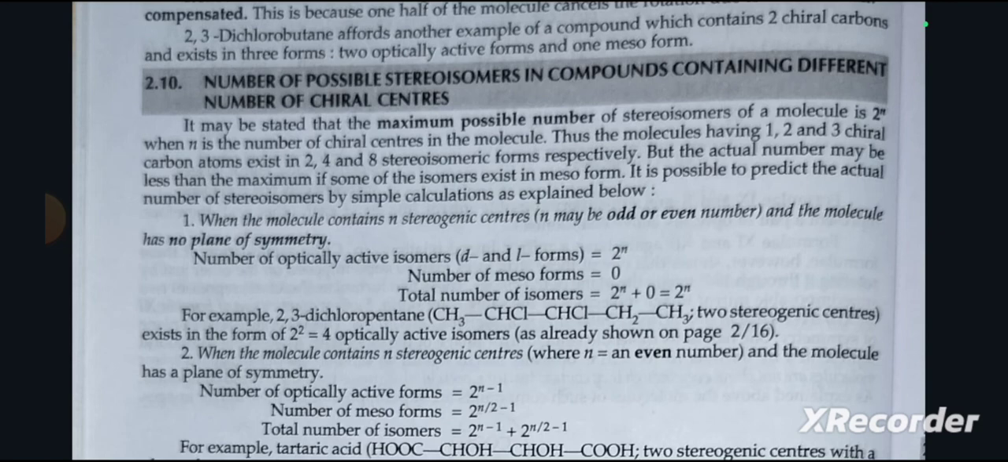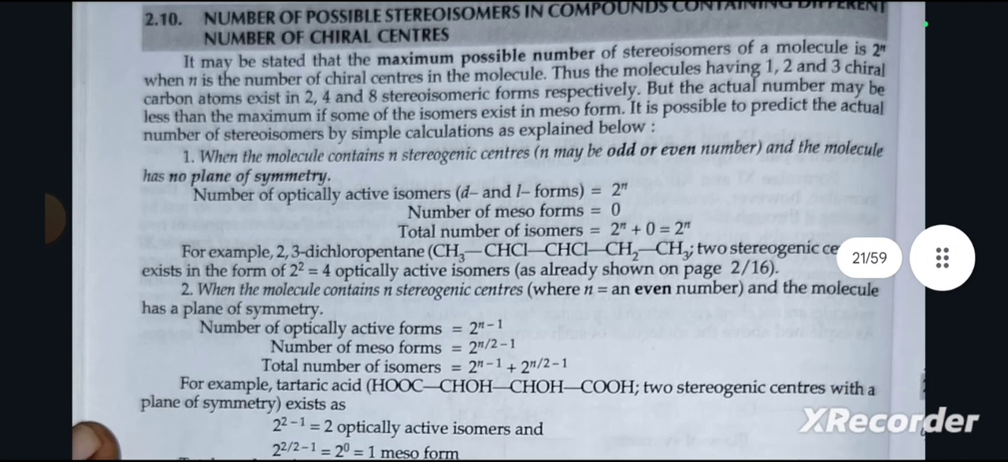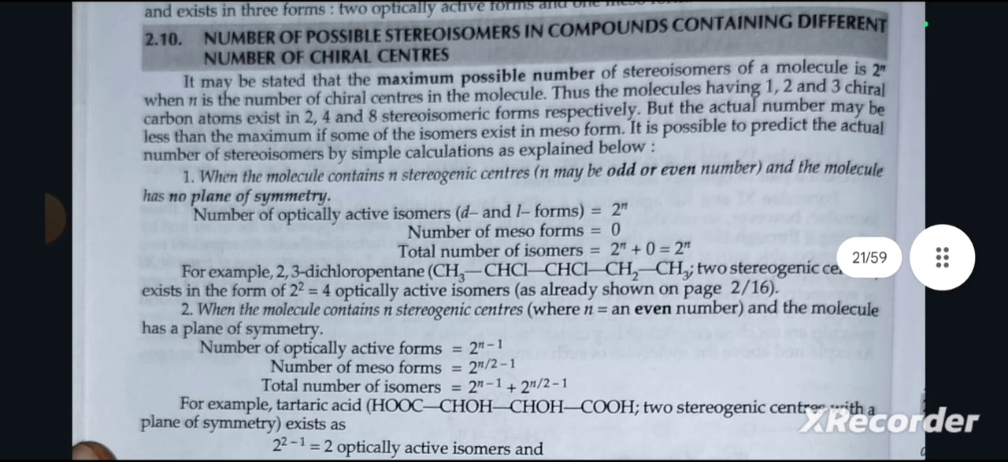2.10 Number of possible stereoisomers in compounds containing different numbers of chiral centers. It may be stated that the maximum possible number of stereoisomers of a molecule is 2^n, when n is the number of chiral centers in the molecule. Thus, the molecules having 1, 2 and 3 chiral carbon atoms exist in 2, 4 and 8 stereoisomeric forms respectively, but the actual number may be less than the maximum if some of the isomers exist in meso form.